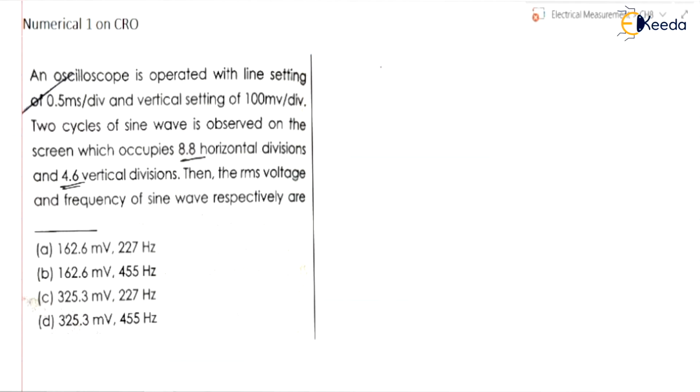Okay, so here we need to understand first of all the x-axis setting they have given. It is 0.5 millisecond per division. And for the y-axis, that is vertical, it is 100 millivolt per division. Next, number of cycles we are having is 2. We are having 2 cycles on the screen. Next, 8.8 horizontal divisions.